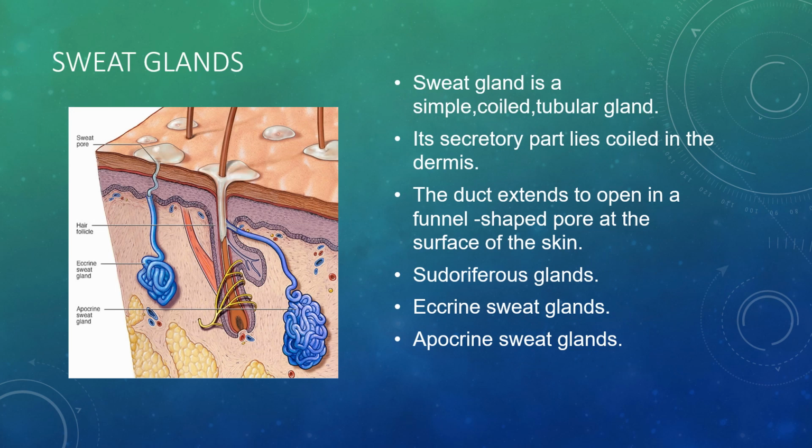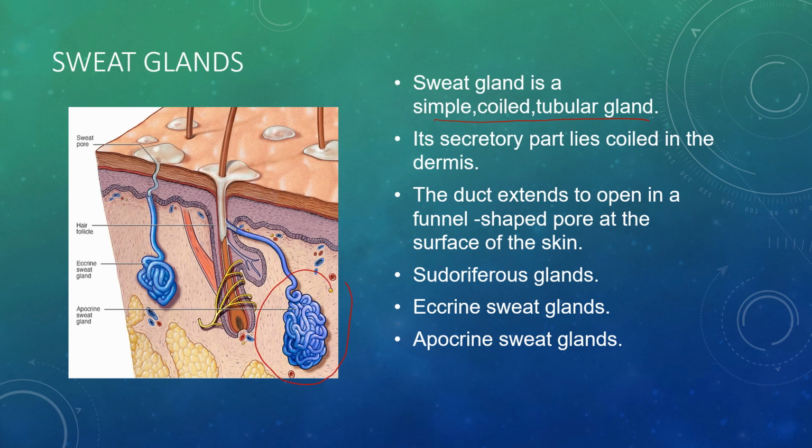Now here we are again with another derivative of the skin, the sweat glands. So what is a sweat gland? A sweat gland is a simple, coiled tubular gland, and its secretory part is coiled and lies in the dermis of the skin.